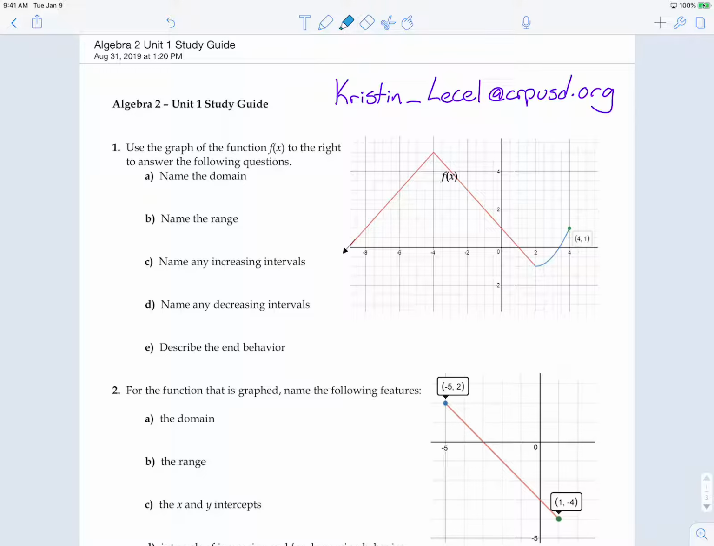What I would like some of you guys to do, hopefully a couple of you guys, is to email me, which is why I put my email address right up here, Kristen_Lascelle@crpusd.org, and tell me, what did you do on Friday? Because apparently I never had a substitute. So were you in the library? Were you in my classroom? Did you get to work on your poster projects?